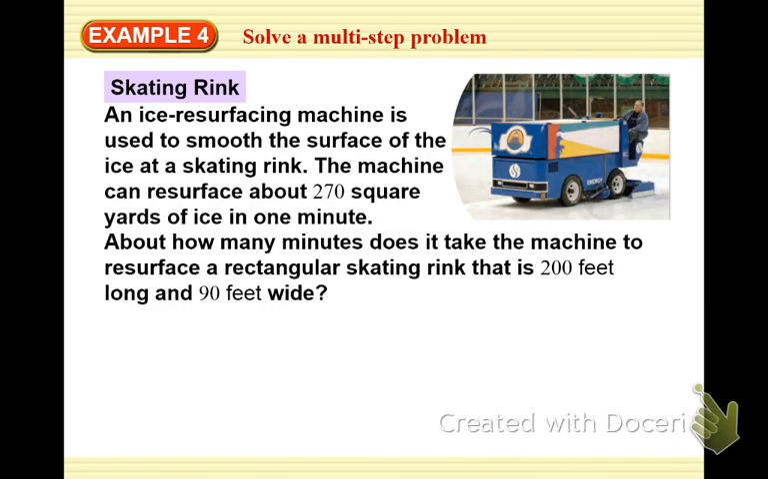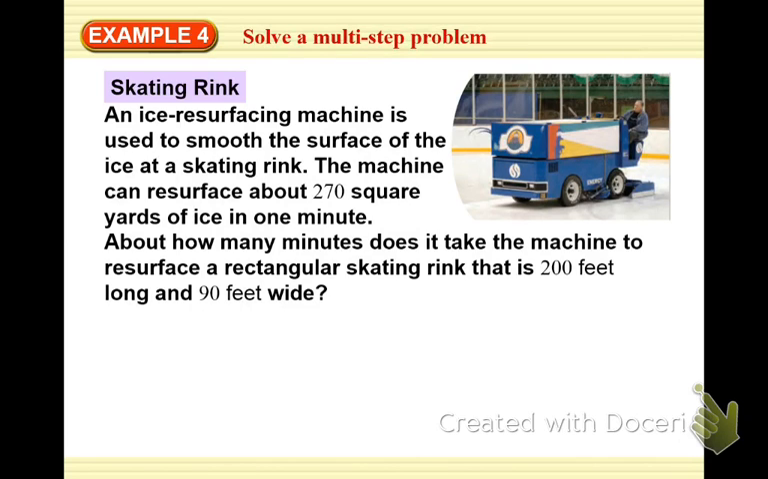Of course, skating rinks aren't perfectly rectangular. They have curved, well, you can't really call them curved corners, that's sort of an oxymoron. But anyway, just to make this problem a little bit easier to work with, we'll call it a rectangular rink that's 200 feet long and 90 feet wide.